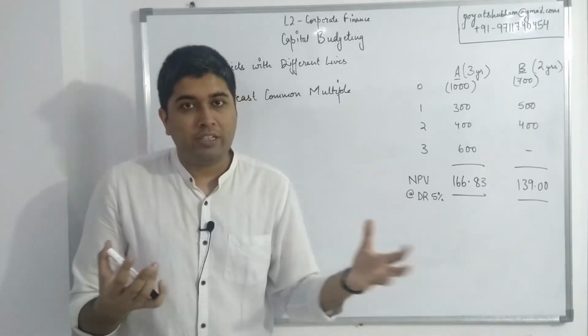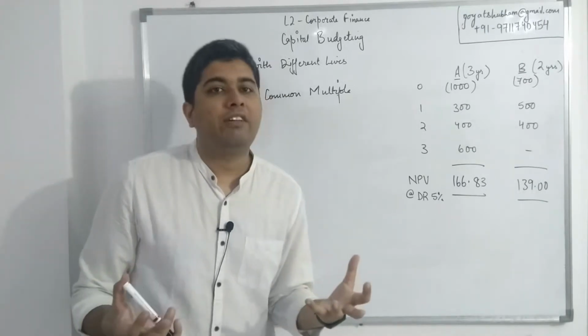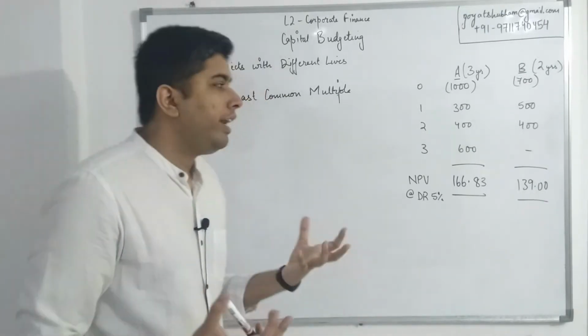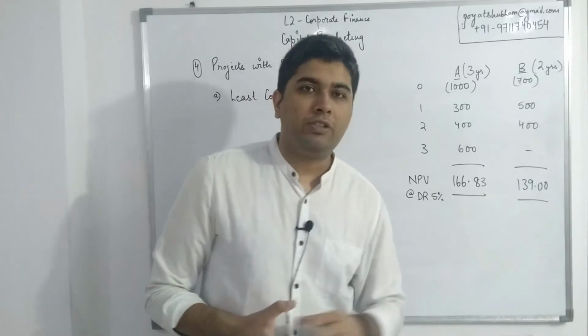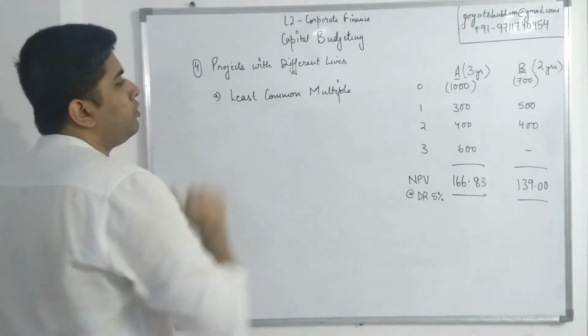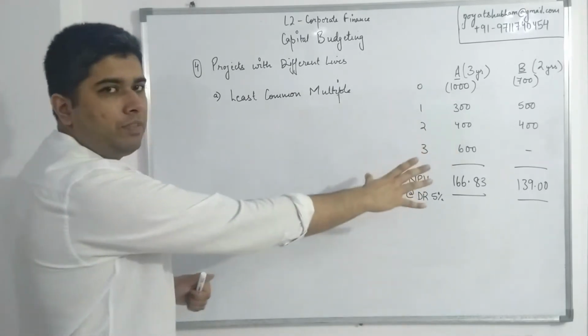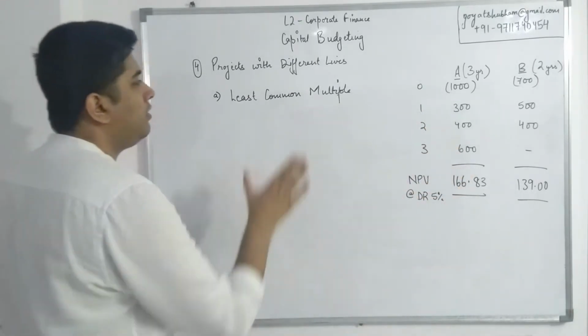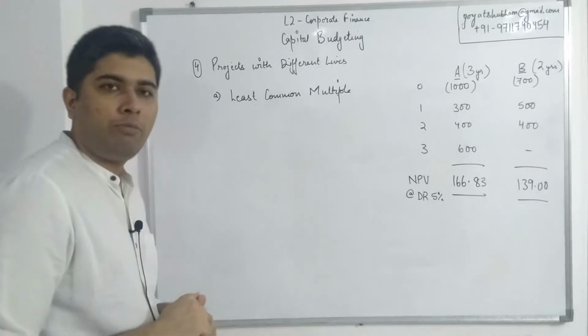Because there is a big characteristic difference between the two, I cannot directly compare NPV simply on the basis of mathematical logic. So that's where the first approach comes in. This was just a recap of how we used to have things in Level 1. The first approach is the least common multiple.